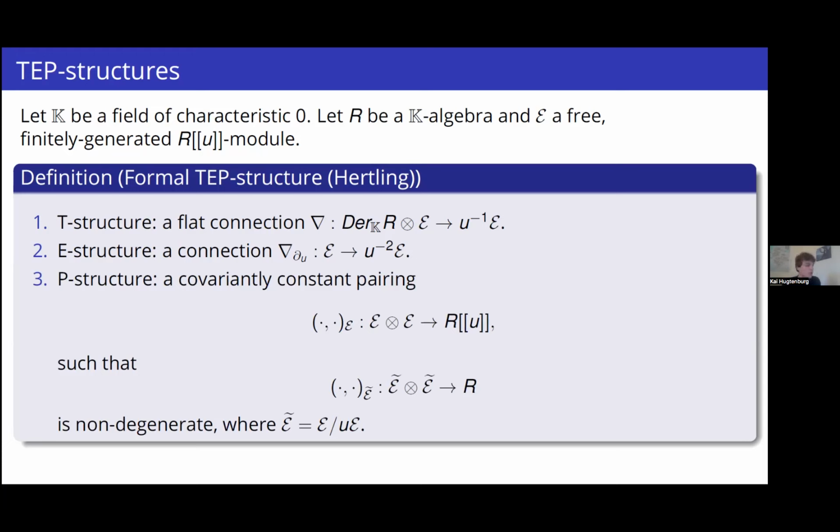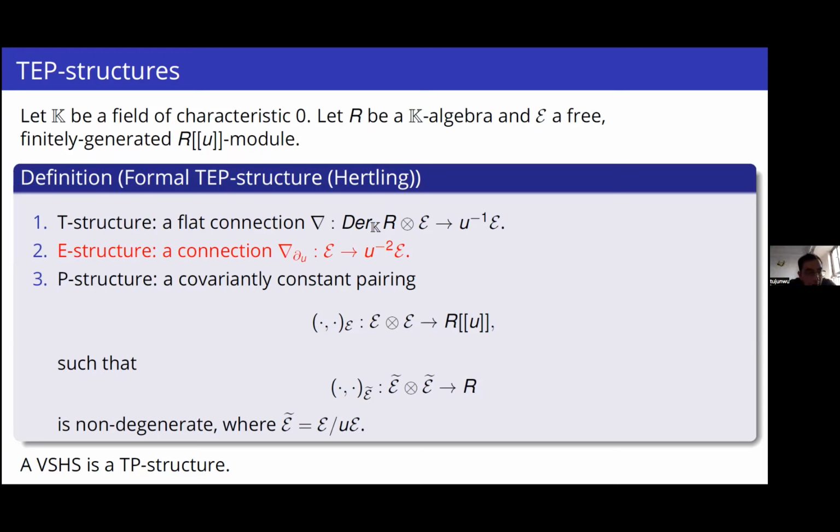And it has one property that we need to satisfy: if we look at E tilde, which is E modulo U times E, then if we restrict the pairing to E tilde, this pairing is non-degenerate. And for those people who have seen this language of VSHS before, a VSHS is a TP structure. But for me, the most interesting thing is this E structure, so the connection in the direction of U. And that's why I use this different terminology.